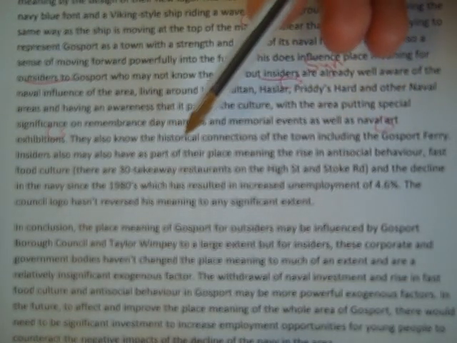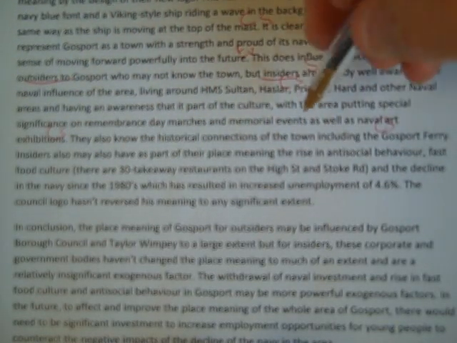They also know the historical connections of the town, including the Gosport Ferry, so more case study. Insiders also may have, as part of their place meaning, the rise in antisocial behaviour, fast food culture, there are 30 takeaway restaurants on High Street and Stoke Road, and a decline in the Navy since the 1980s, which has resulted in increased unemployment of 4.6%. So great case study throughout here.